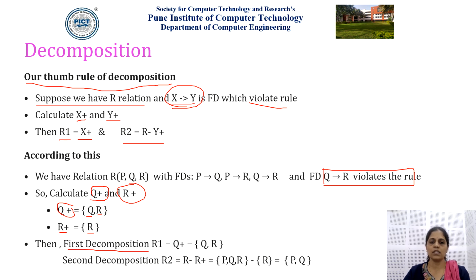So here the first decomposition is my Q plus, which is nothing but Q and R. And the second decomposition is R minus R plus, that is, the whole relation PQR minus R closure, which is equal to P and Q.